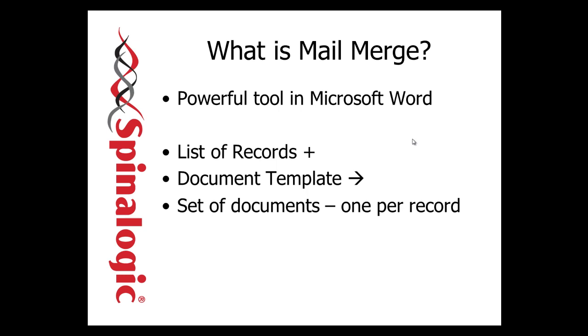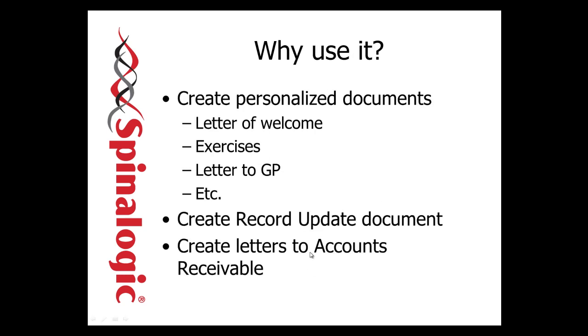The basic concept is you have a list of records, which would be, for example, patient information, and then you take that list of records and you join it with a document template, and then you'll get a set of documents based on that template that contain the information that was in that list of records. So you'll end up with a total number of documents merged together that's the same as the number of records you started with. Okay, so that's sort of on a theoretical level. Let's have a look at a bit more detail on how that works.